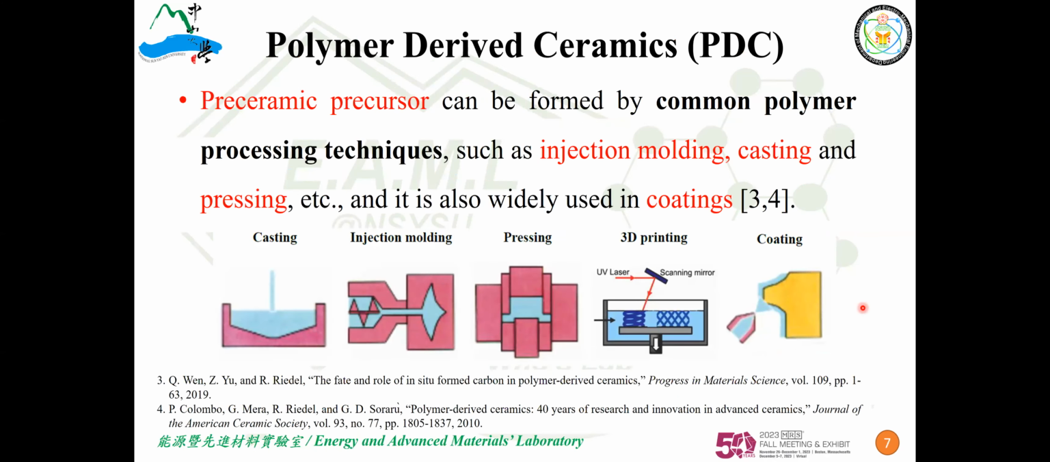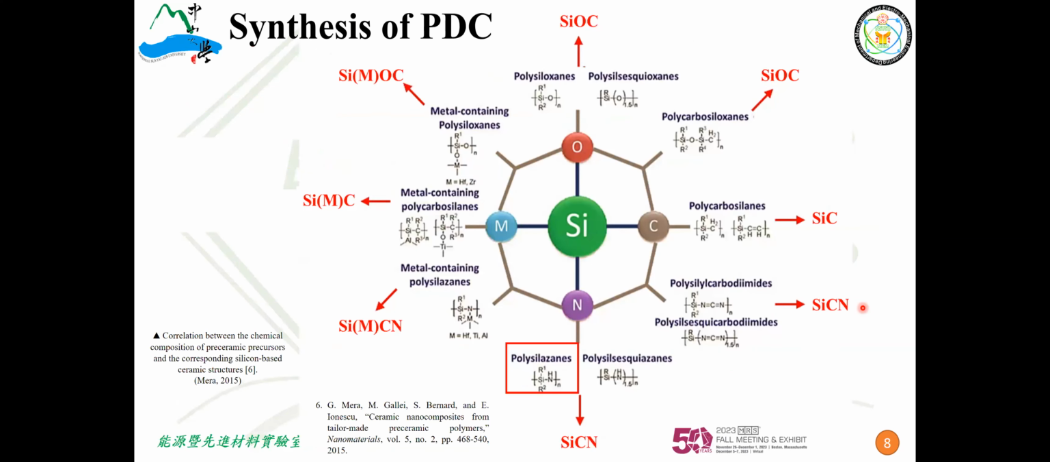Due to its liquid properties, it is simple to fabricate or form. It can be formed by casting, injection molding, pressing, 3D printing, and, as I said, spray coating, and so on. As I mentioned previously, the ceramic type after pyrolysis depends on the silicon bonding with the functional group, such as carbon, oxygen, some metal, or nitrogen. What I'm going to introduce here is the silicon carbonitride ceramic.